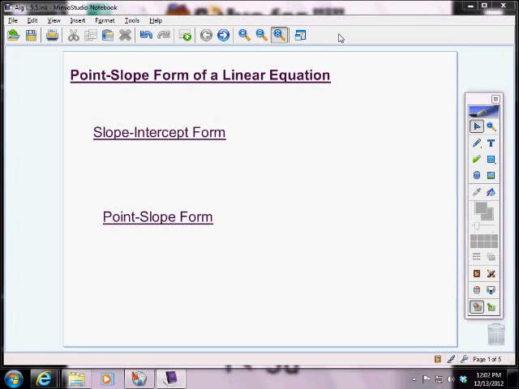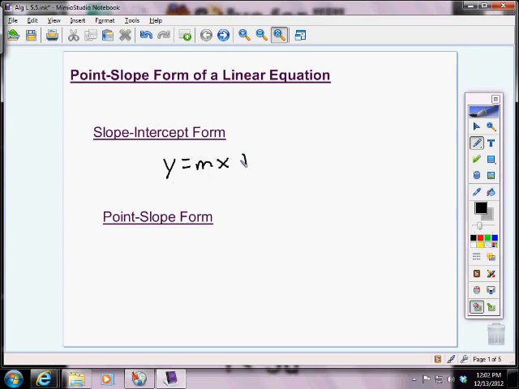When we want to write an equation of a line, a really helpful form that we have is slope-intercept form. Y equals mx plus b. And the reason this is so useful to us is because if we can find the slope of a line and the y-intercept, not only can we write an equation, but it makes it easy to graph.